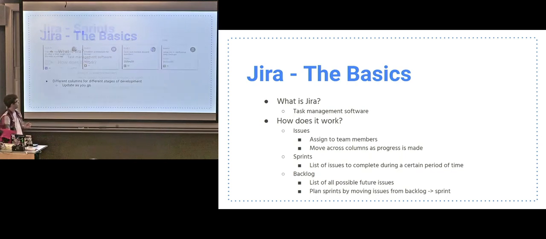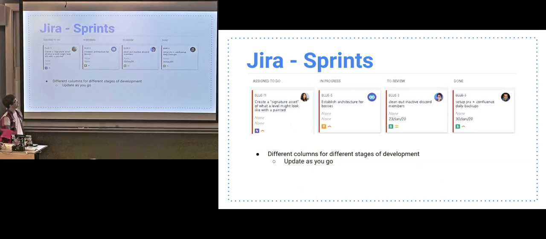Yeah, so moving on. Here is an example of looking at a board, right? So we have our assigned to do, our in progress, to review, and done. All of the different columns line up, and like I said, you update these as you go.